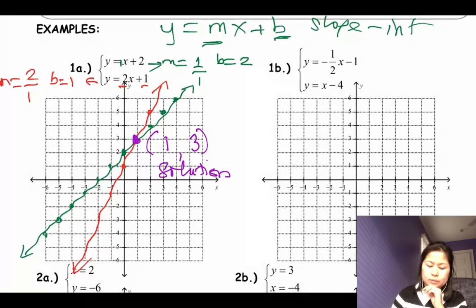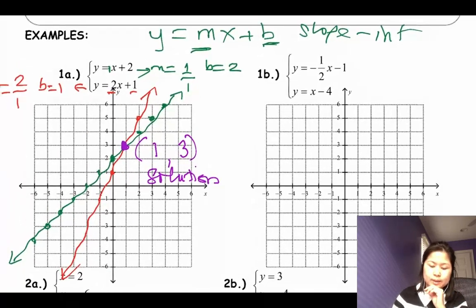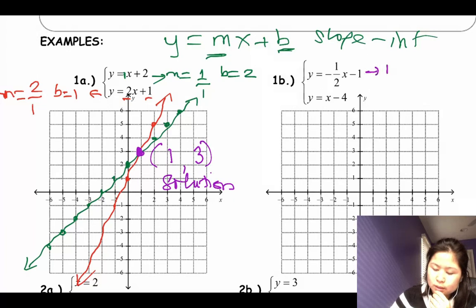All right, I'm going to do one more example where the slope is a fraction, because I think most of you were like, I don't like fractions. That actually is not bad in this case, okay? So I know the slope is negative 1 over 2, and the y-intercept is negative 1.